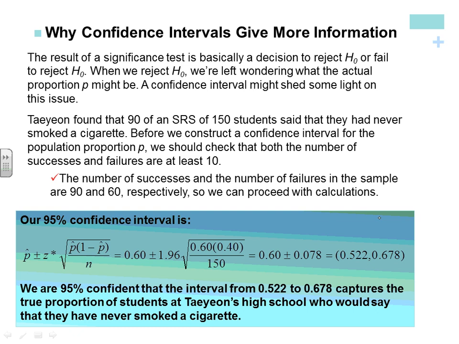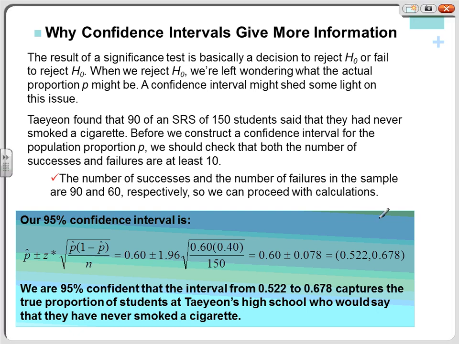So here, let me just show you. Okay, so if you constructed this confidence interval, you could see that at his school, you would be 95% confident that it would fall between 0.522 and 0.678. So before on that last one, we didn't even know if it was higher or lower. We just know that it was different. Here, a confidence interval is going to give us a little bit more information to show us where it is approximately.